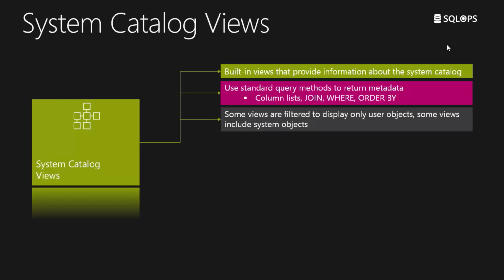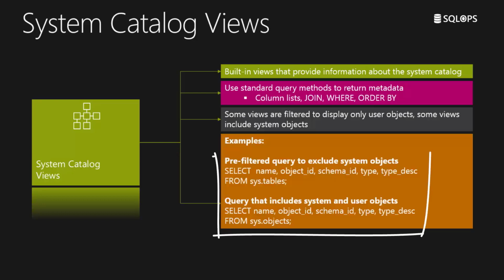Now let's take a look at an example. The first query that you see here retrieves a list of user tables and attributes from the system catalog view sys.tables. As you can see, some of the columns, like schema ID, have references to other system tables. You can join these views just like you would join user tables or views to gather more information to get the full picture of the system.